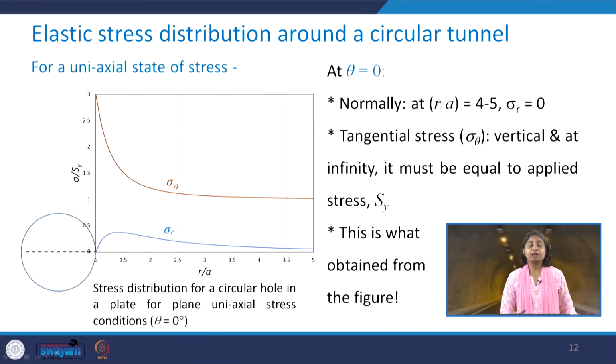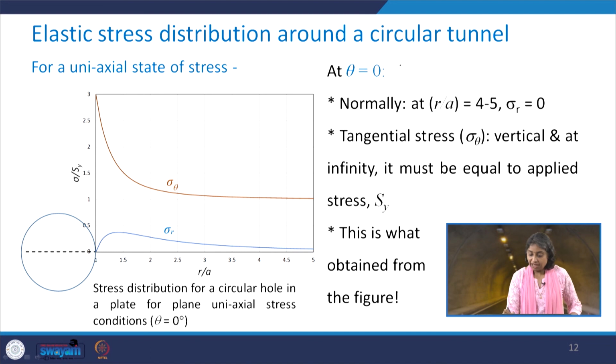Now, let us take a look at the stress distribution. As of now, we have seen the various expressions for the uniaxial state of stress as well as the hydrostatic state of stress. So, how does its variation look with the increase in the distance from the periphery of the tunnel? We are going to discuss that.